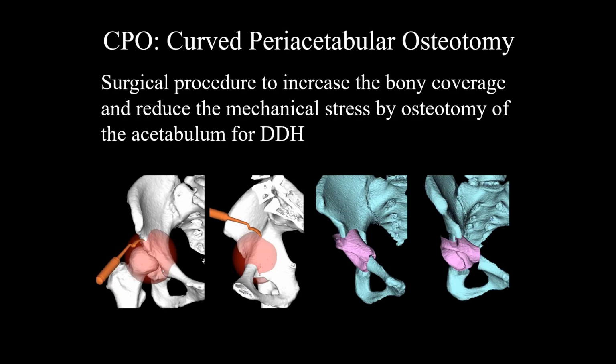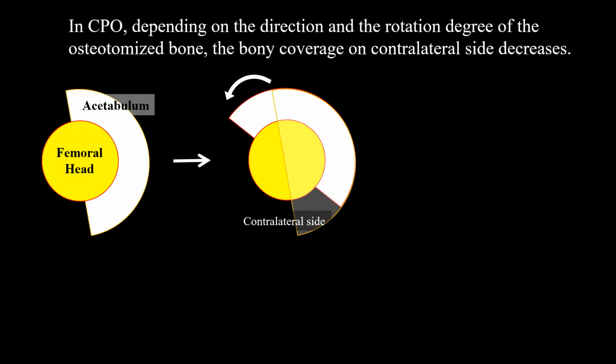Curved periacetabular osteotomy (CPO) is a surgery to increase the bony coverage and reduce the mechanical stress by osteotomy of the acetabulum for DDH. In CPO, depending on the direction and the rotation degree of the osteotomized bone, the bony coverage on the contralateral side decreases.